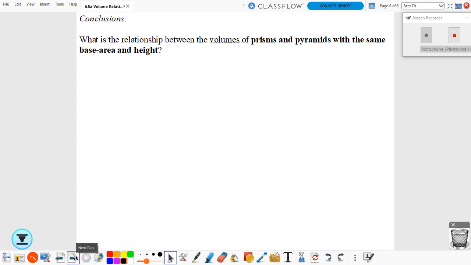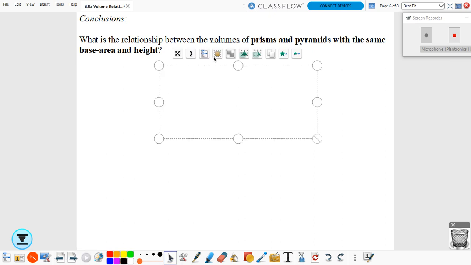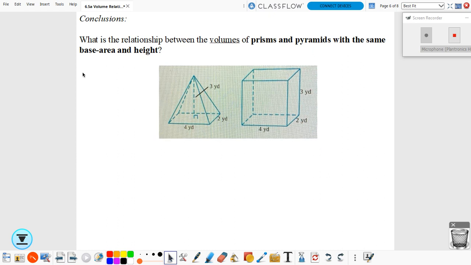What is the relationship between the volumes of prisms and pyramids with the same base area and height? Well, if we go back to that original one at the front, you might have to draw this on your own page. You can draw this rectangular-based pyramid and the rectangular-based prism, and we're going to calculate the volume of each. They have the same base area, 4 by 2, which is an area of 8, and the same height, right? Height of 3.